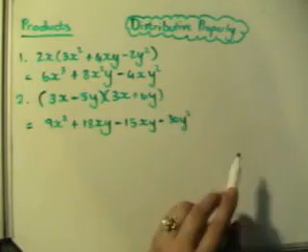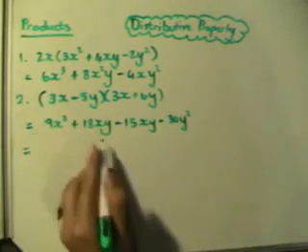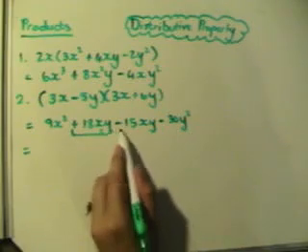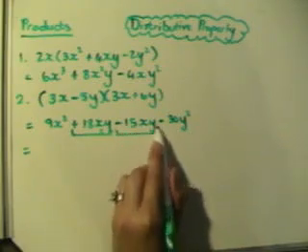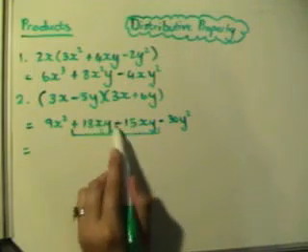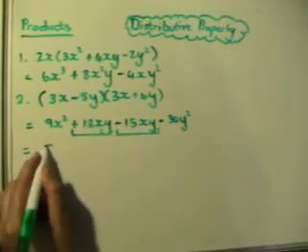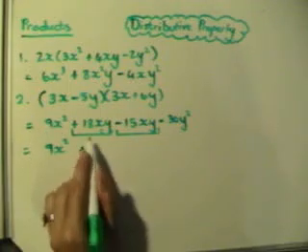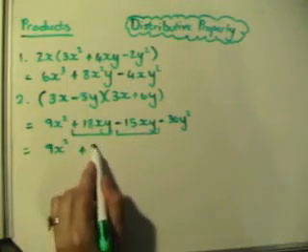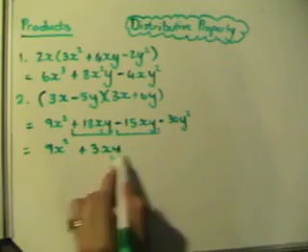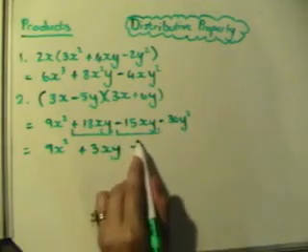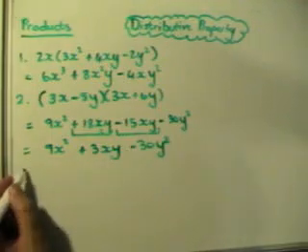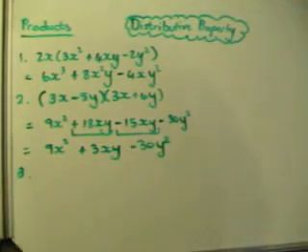Can you see that? Now I just add my like terms. Plus 18xy minus 15xy. I just add the numbers in front with the sign, and this stays the same. These two become 3xy, and this is then minus 30y squared. Right. Let's look at another example.